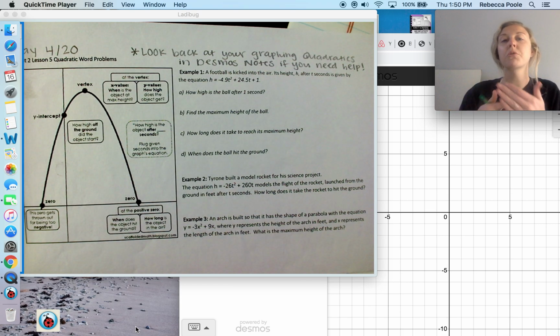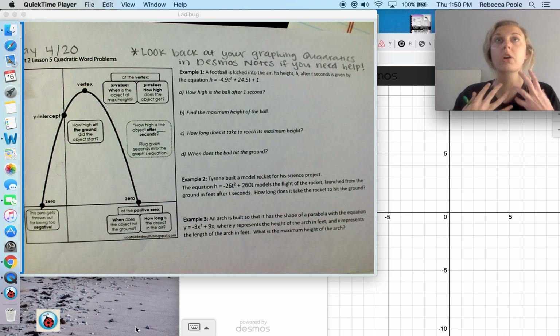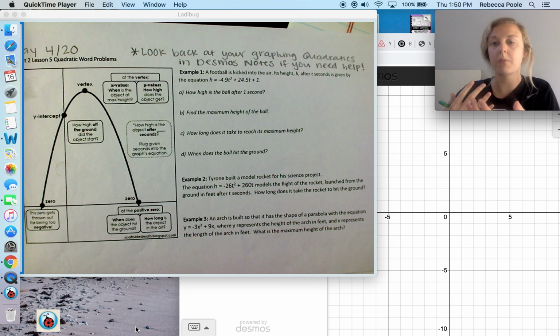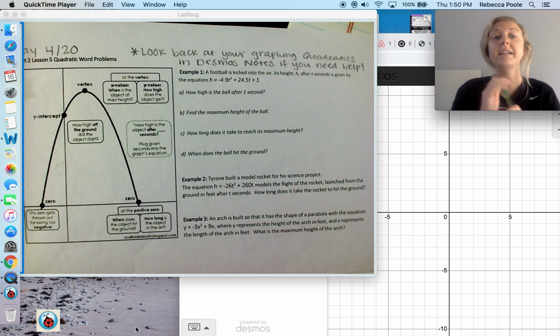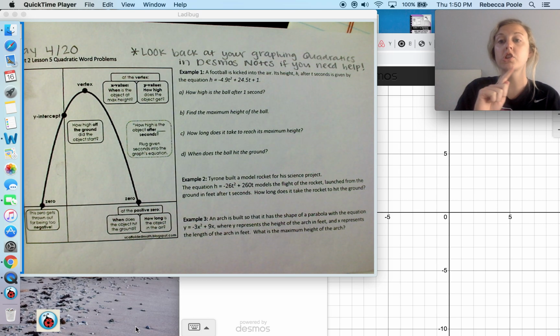So anytime you throw or kick a ball, due to gravity, what goes up has to come back down. Hopefully you learned that in science and somewhere along the way, middle school, elementary school, whatever. But anytime you throw or kick a ball, the shape that the ball makes in the air is going to be a quadratic, okay, a parabola.